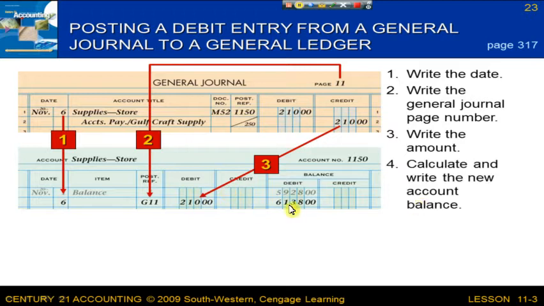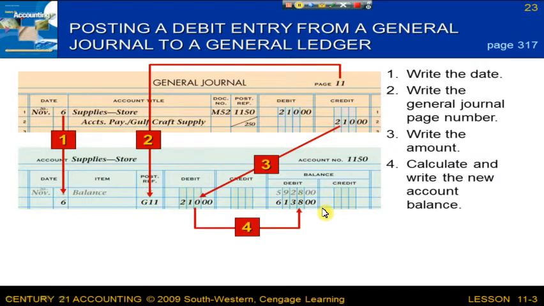Step number 4, we have to find our new balance. Because we already had a debit balance and this is another debit, we add the two. We're adding the alike numbers, debit plus a debit, to get a new debit balance. We now know that we have bought $6,138 worth of supplies in this period.